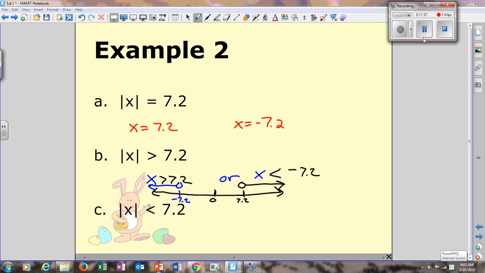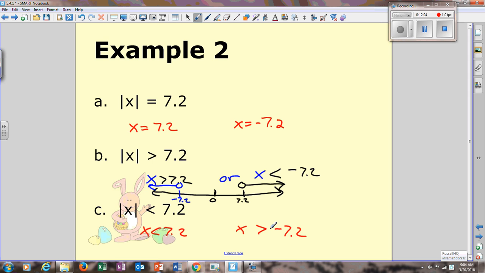If it's a less than, get rid of your absolute value. Leave it the same. Get rid of your absolute value. You're going to make it negative. When you make it negative, you flip. So it becomes an and question. Because it's going to be greater than.